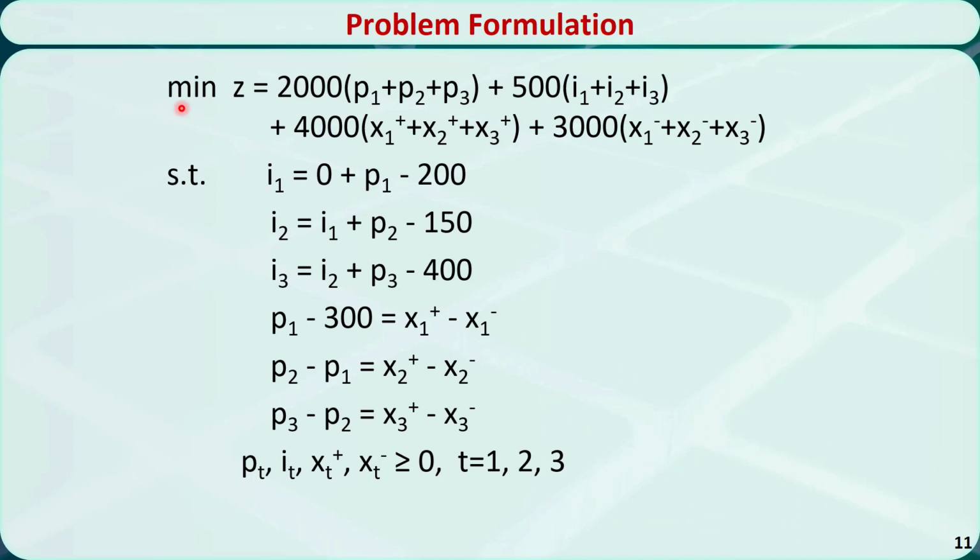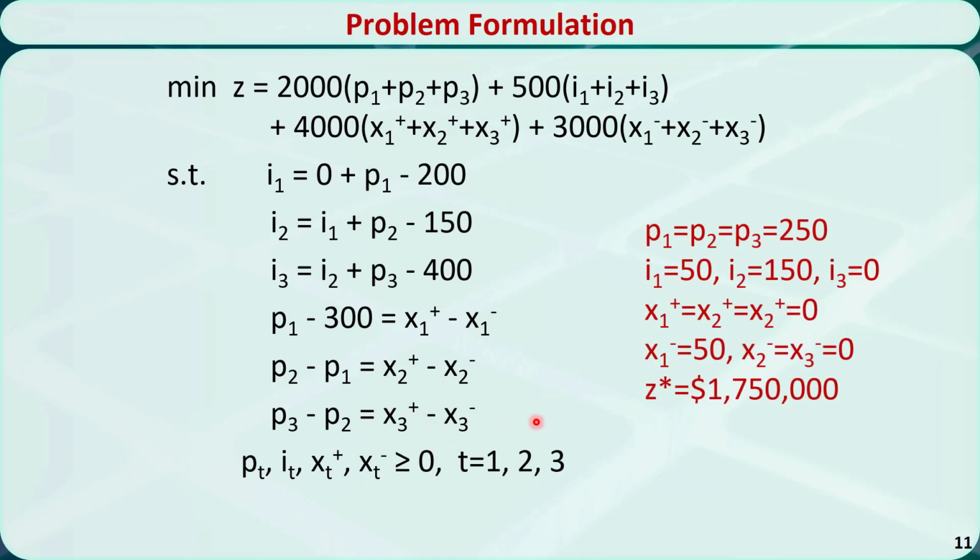This is a minimization problem. We can take the opposite of the objective function and maximize minus z. We only have the equality constraints, so we need to use the big M method to solve the problem. The optimal solution is this one.